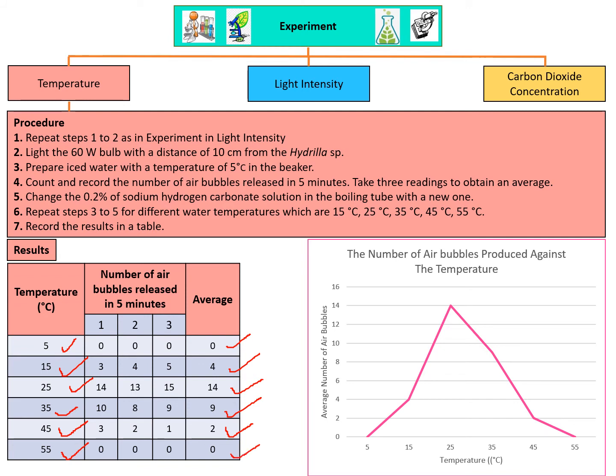So when we plot the number of bubbles produced against the temperature, this is the result of the graph. The highest is at 25 degrees Celsius here.